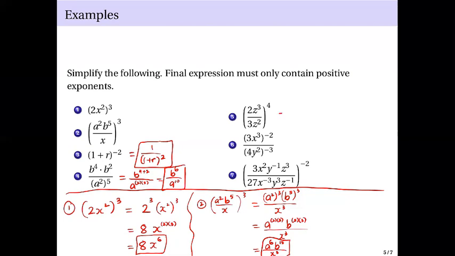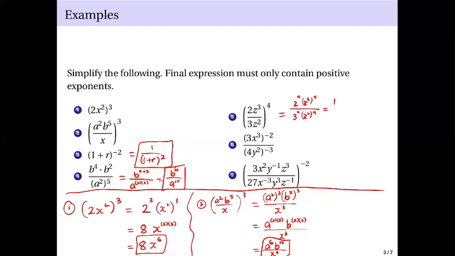For number 5, you have 2z cubed over 3z squared, and you raise it to the power 4. So this is a product, and this is a product, and you divide them. All you need to do is distribute this exponent 4. So that you will have 2 to the 4, z cubed to the 4, divided by 3 to the 4, z squared to the 4. Okay? And then we just simplify this 2 to the 4. That's 2 times 2 times 2 times 2.